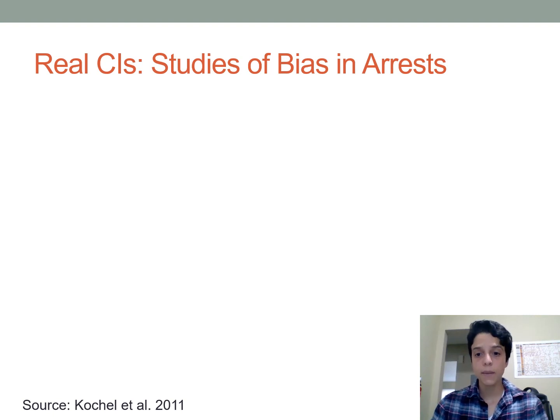So one of the things I like about confidence intervals is that they really are useful in using samples to understand the world. And I want to show you one example of a collection of confidence intervals that paint a really clear picture about racial bias in arrests made by police. And this is based on a study by Kokol et al. 2011, so it's a little bit dated now, but I think the findings will still ring pretty true.